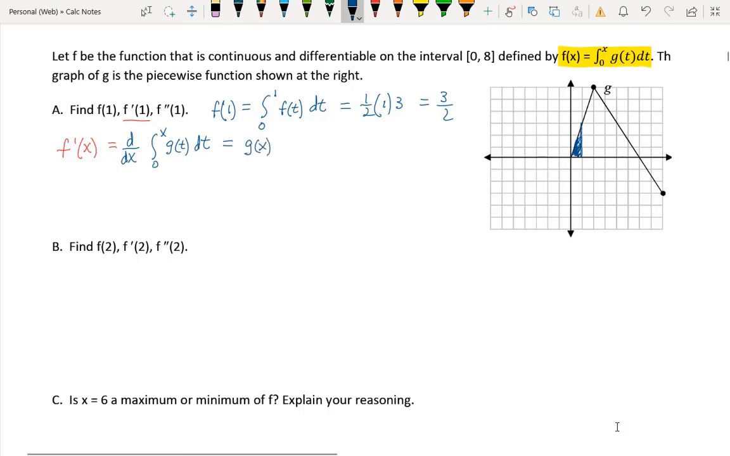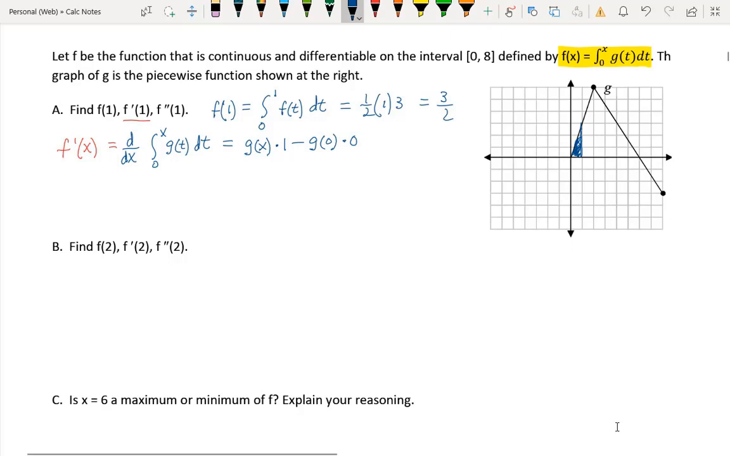And then I need the derivative of the upper function. Okay, so the derivative of x is 1. So that's g of x times 1, minus, and then we take our lower limit, we plug it in for g of t, and so that's g of 0 times the derivative of 0, which is 0. We get a lot of stuff canceling out here.